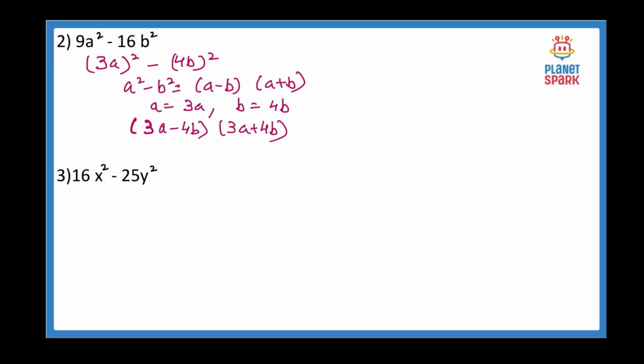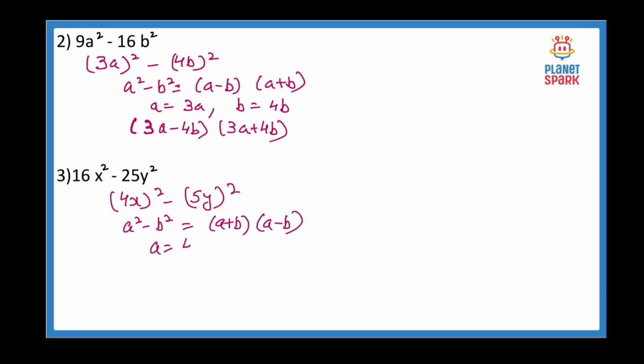Moving on to the next one, 16x square minus 25y square. Now 16 is the square of 4, so 16x square can be written as 4x whole square. 25 is the square of 5, so 25y square can be written as 5y whole square. So 4x square minus 5y square, which is a square minus b square, is equal to a plus b, a minus b. On comparing, we'll have a is equal to 4x and b is equal to 5y. So a plus b means 4x plus 5y, and a minus b will mean 4x minus 5y. This is what we have to do using this identity.